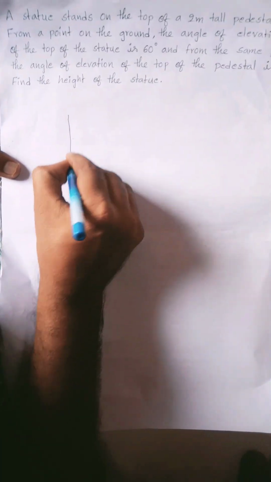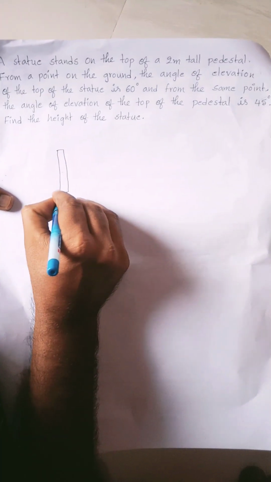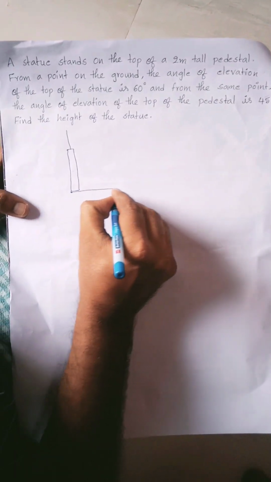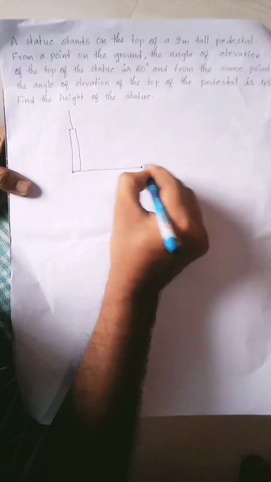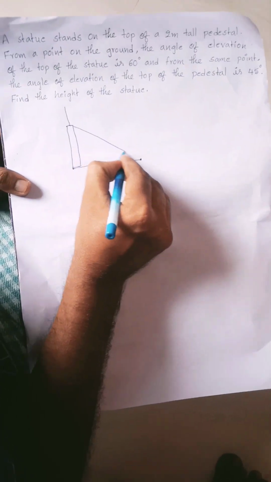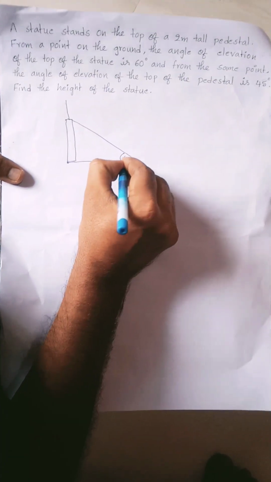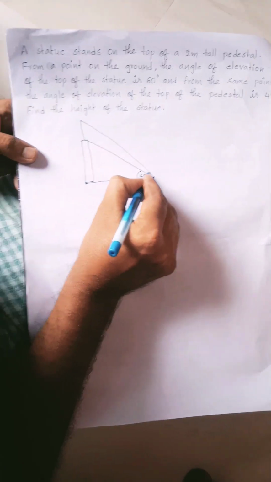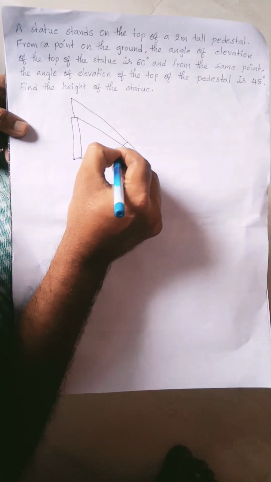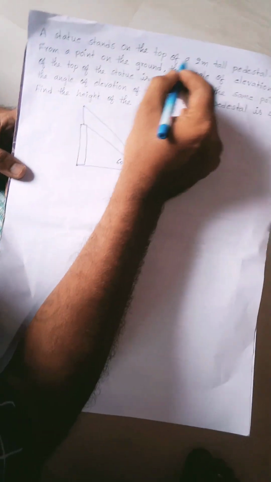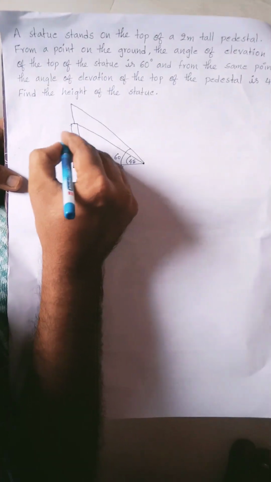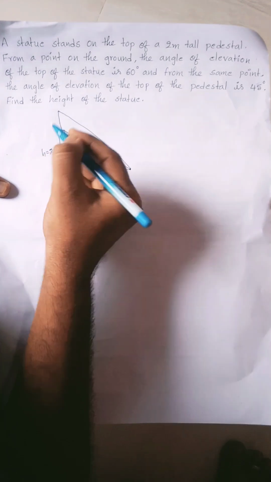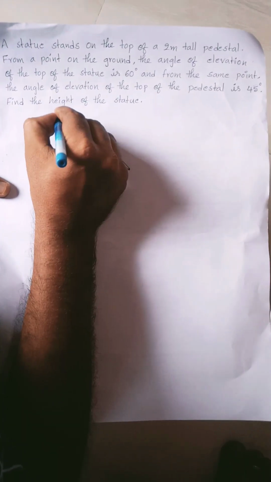This is a statue stand. This is a statue. The elevation of the statue stand is equal to 45 degrees. The elevation of the statue top is equal to 60 degrees. Given the question, the statue stand height is equal to 2 meters. Find the statue height.